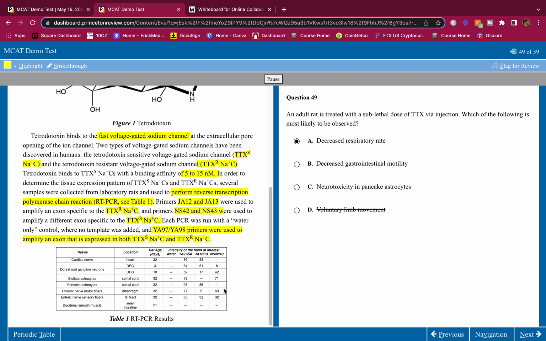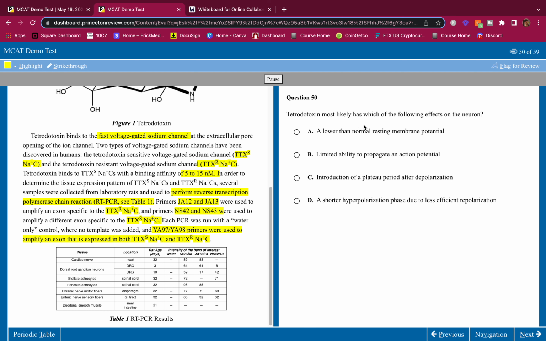Well, I'm looking at the information here. Okay, we either have phrenic or enteric. They both make pretty good sense here. But why would you have decreased gastrointestinal motility? It makes no sense. I don't like this question. Okay, I'm going to guess and put A. This is one of the random times where I'm going to guess here. I mean, it makes sense, your respiratory rate. So we're going to go with A here.